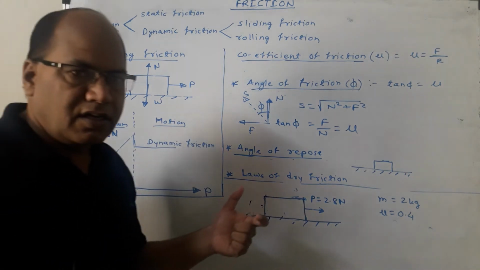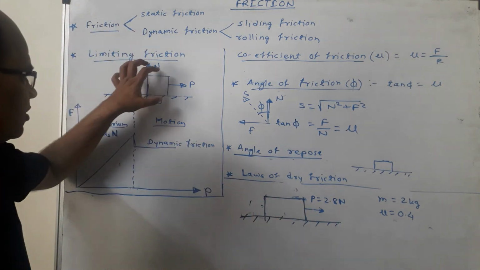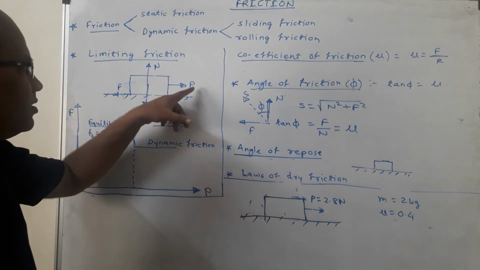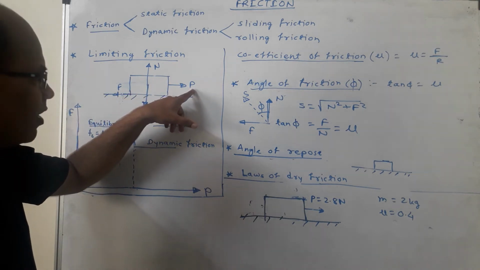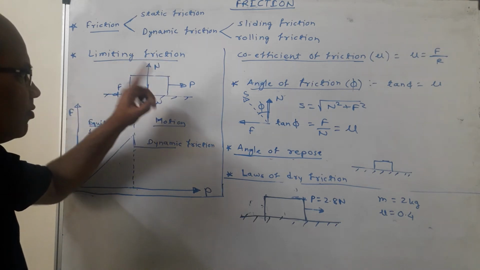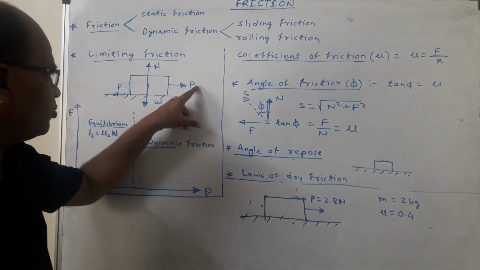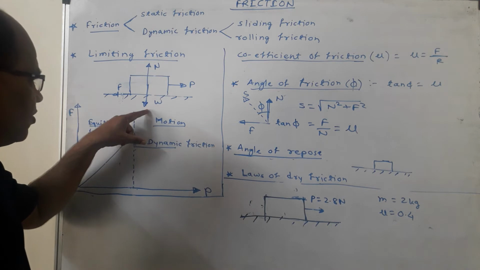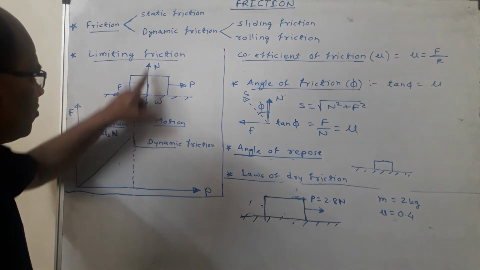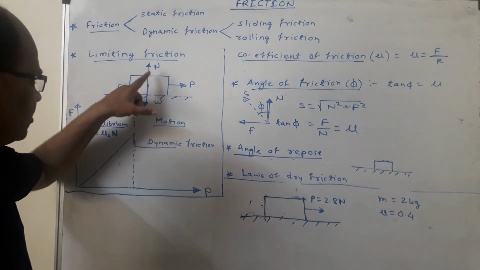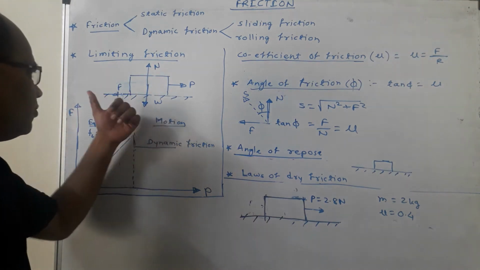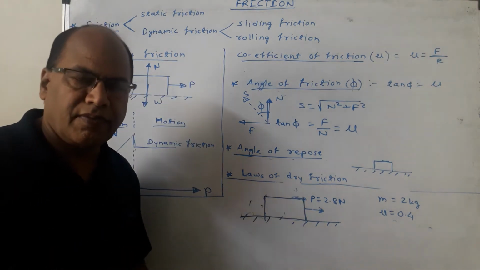Now I am considering a certain body which is kept on a rough horizontal surface, and let P be the force applied to this body. If I draw the free body diagram of this body, I can see these forces acting on it: the applied force P, the self weight of the body acting downwards, the normal reaction N offered by this horizontal surface, and a frictional force F which will be opposing the intended motion.